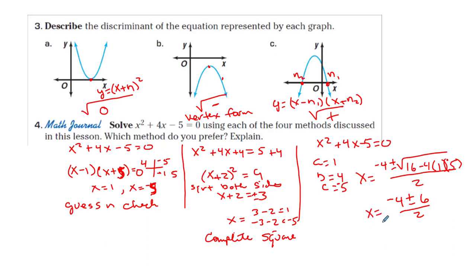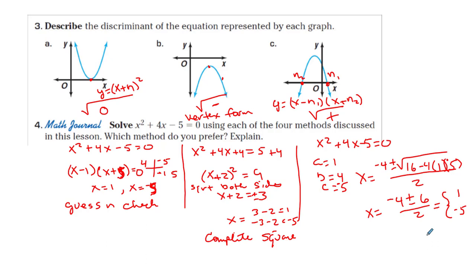So I simplified a bunch of stuff at one time there. So negative 4 plus 6 is going to be a 2, and 2 over 2 is going to give me a 1. And then for the negative branch, a negative 4 take away 6 is a negative 10, and a negative 10 over 2 gives me the negative 5. So that's the way the quadratic formula would work to find that 1 and negative 5 are the answers.